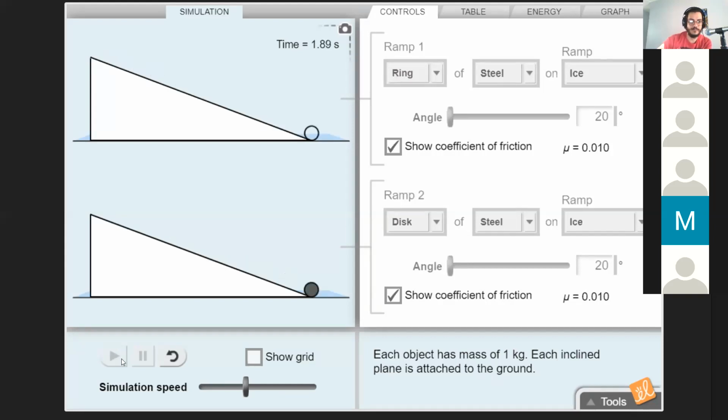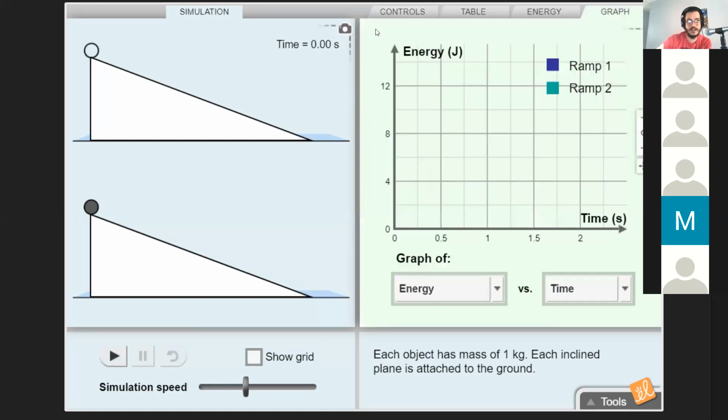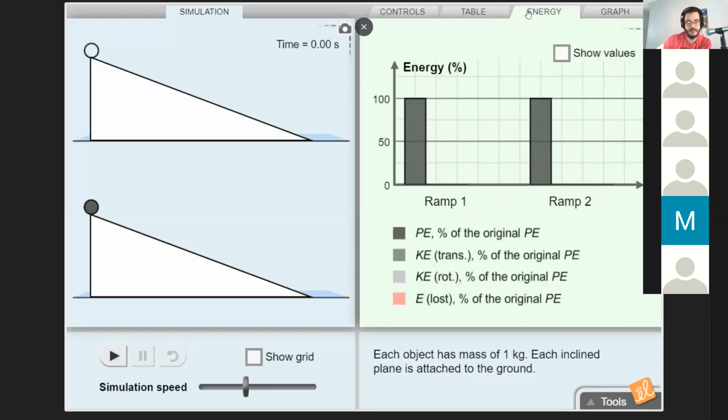And there we go. Because the ring was more easy to spin, you were completely right about that. It picked up more kinetic energy to rotate than it did to translate down the ramp. Let's watch.